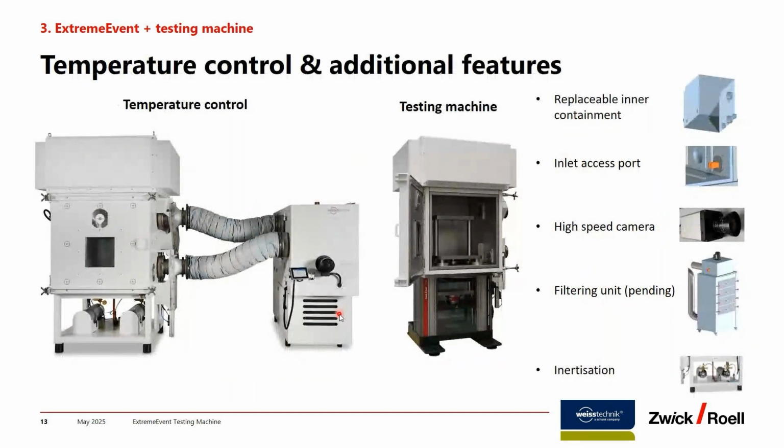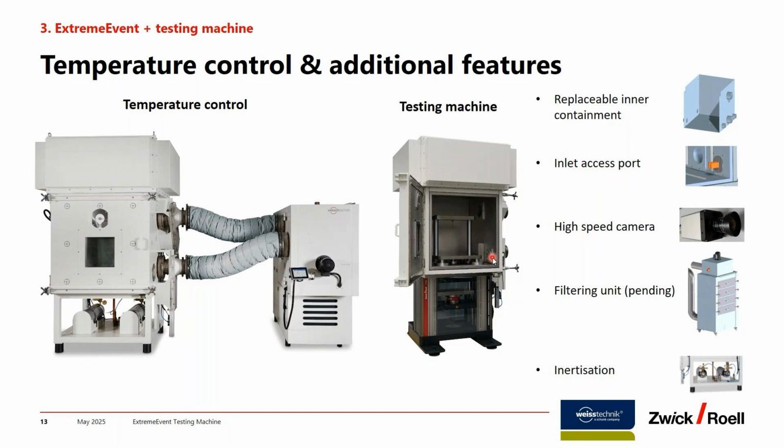For the additional parts that you can add to the extreme event chamber, if you don't have any mechanical test, then of course the extreme event chamber is also available by itself. There you can add a temperature and cooling unit from Weiss Technik. If you do a 24/7 test, of course, at one point it's possible to replace this inner container. This means the inside. Then you have some inlet ports.